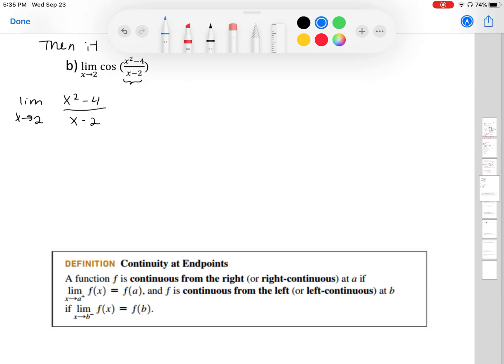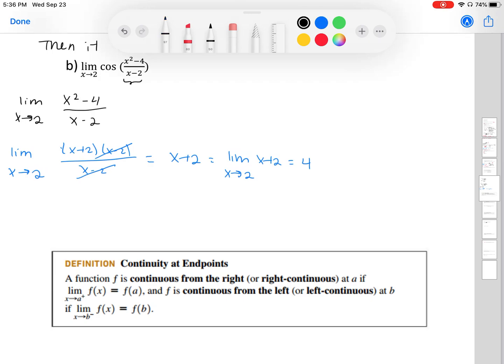So I can factor the numerator. We have a difference of squares, which gives us (x plus 2)(x minus 2) divided by (x minus 2) for the limit as x is approaching 2. So my denominator and my numerator simplify so that we have x plus 2. And so we have the limit as x is approaching 2 of x plus 2, we get 4.